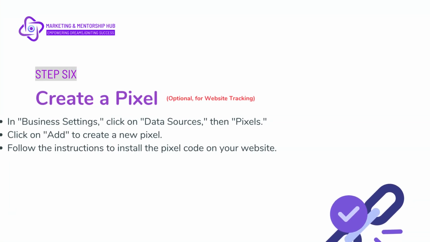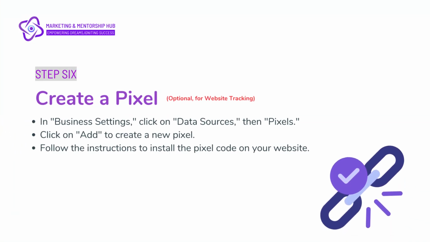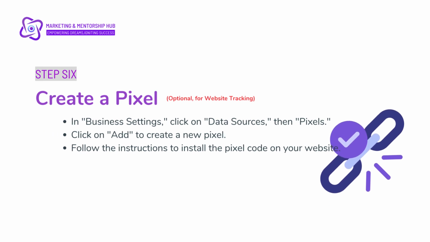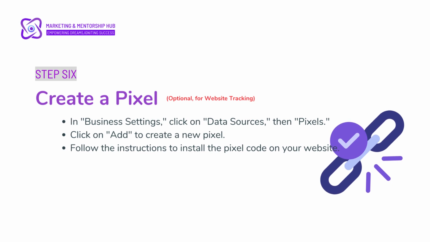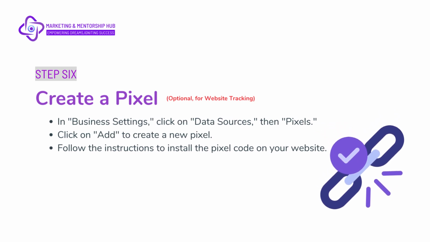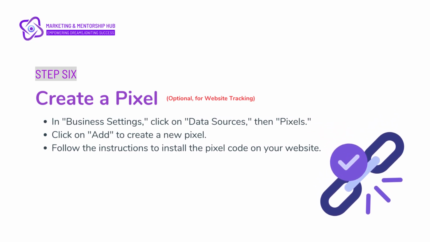Step six, create a pixel. This step is optional for website tracking. Install a pixel for more advanced tracking. In Business Settings, under Data Sources, select Pixel, and install the pixel code on the website under these listed entities.